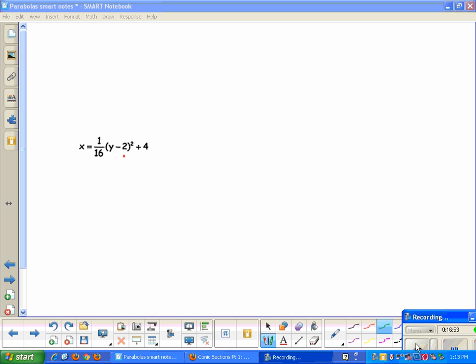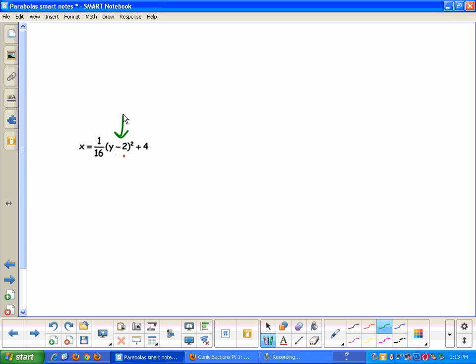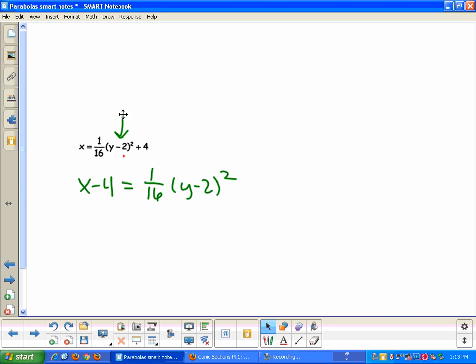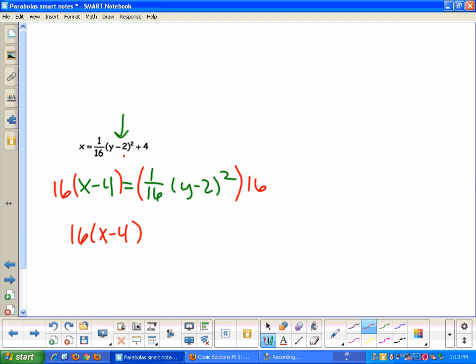Okay, so the first thing I would want to do is get anything that doesn't have the y to the other side. Because this is in parentheses, I'm going to have to do that part last. So I have x minus 4 equals 1 over 16 times y minus 2 quantity squared. Then I want to get rid of the 1 over 16, so I'm going to multiply both sides by 16. And so I have 16 times x minus 4 equals y minus 2 quantity squared.